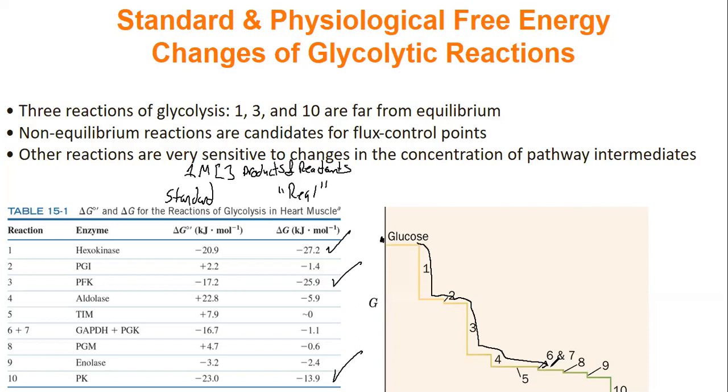Now for our non-flux control points, the enzymes that are not far from equilibrium. If you look at the enzymes closer to zero, these enzymes are very sensitive to the intermediates in this pathway. Since they're close to zero and since they're reversible, they can easily go forward or backward depending on the buildup of products and reactants. Reactions 1, 3, and 10, though, are so far from equilibrium, they really can't go backwards.